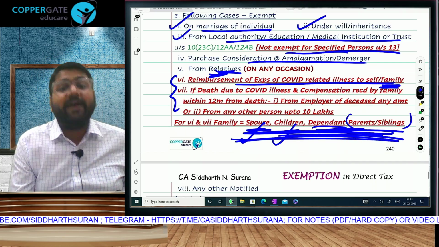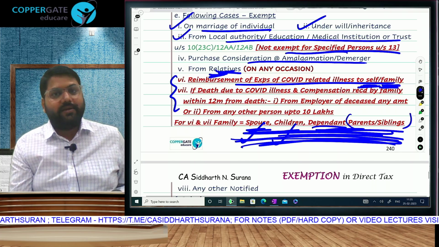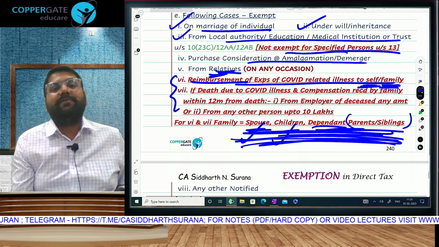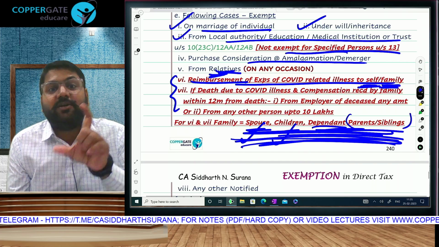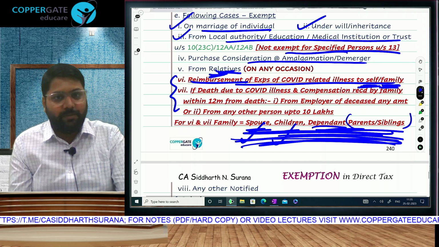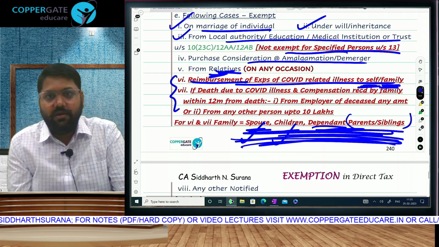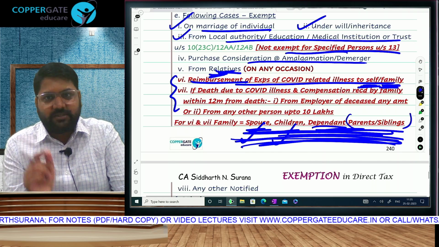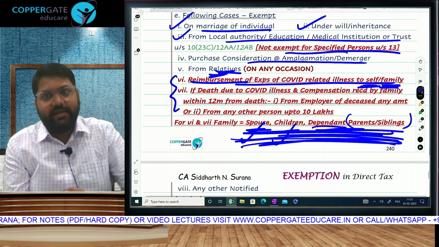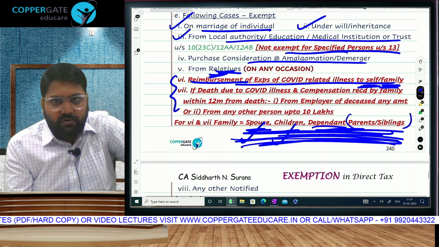If any of them had COVID illness and you incurred expense, self or family, and someone gave you the money back, reimbursement of COVID expense received, you are receiving it free, but it is exempt to support those who had COVID in their family. If you are getting reimbursement, it is going to be exempt. Reimbursement of expenses of COVID related illness to self or family given by any person is going to be exempt.